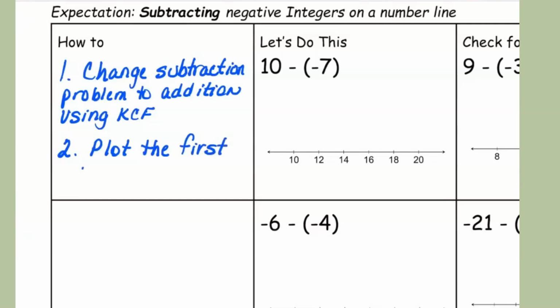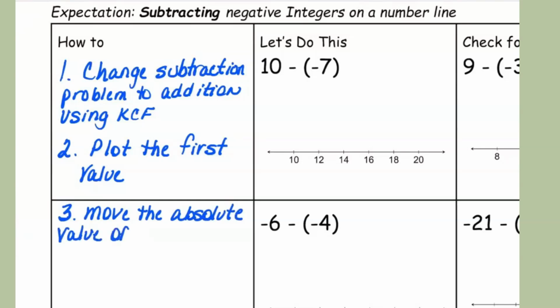Now the second step is we want to plot that first integer, that first value. So looking at your number line, that first number is what you're going to highlight. The second integer, or the second value, is how we're going to move. So we're moving, in a way of talking about absolute value, a specific distance.